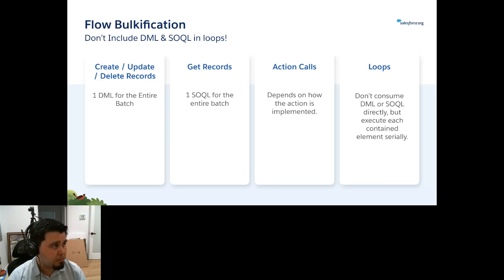So the number of records in a batch multiplies the effect on the amount of DML and SOQL consumed. So anytime you've got a loop that has a DML in it, it's going to execute that DML statement each time the loop runs. That's the easiest way to put it, and especially for large numbers of records, that's going to lead to quite a bit of performance issues and slowdowns.